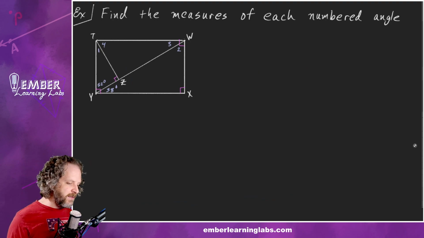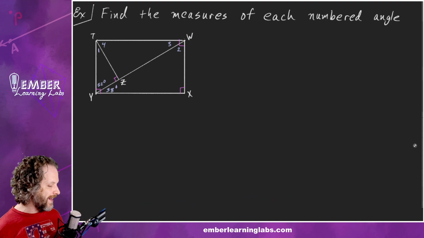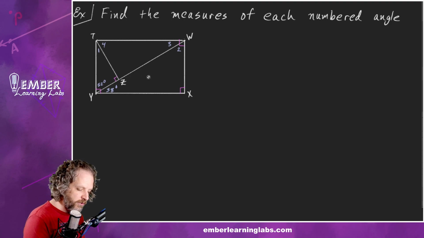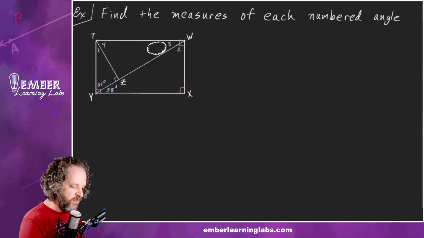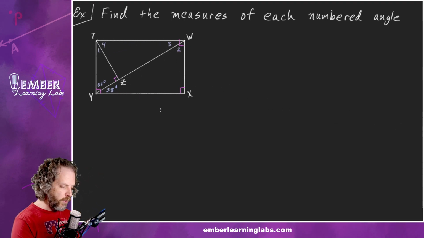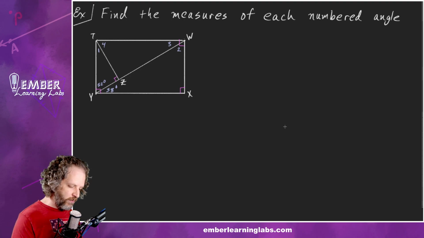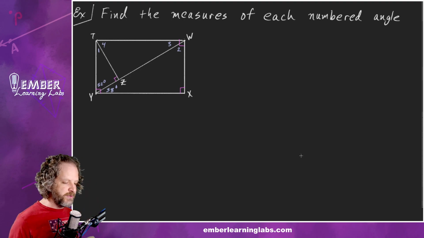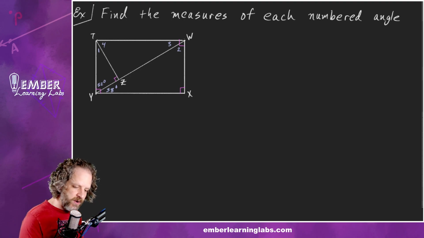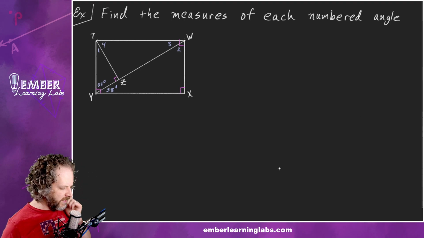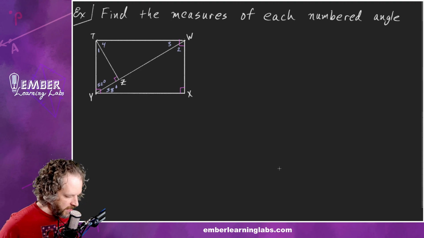So we're supposed to find the measures of each numbered angle. We've got a lot of things going on. We've got numbered angles 1, 2, 3, and 4. So what can we do? Well, let's see what kind of puzzle pieces we have. It's problems like this that make me really like geometry, because it's just kind of a puzzle. You take a look and think, okay, what do I know? What can I find out?